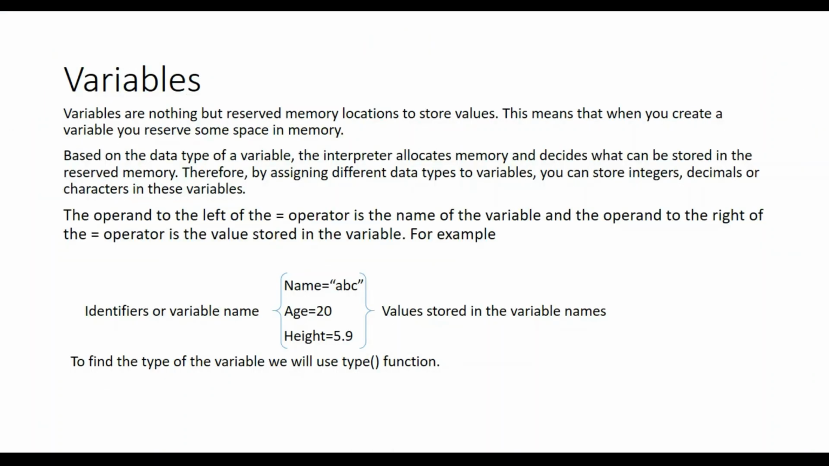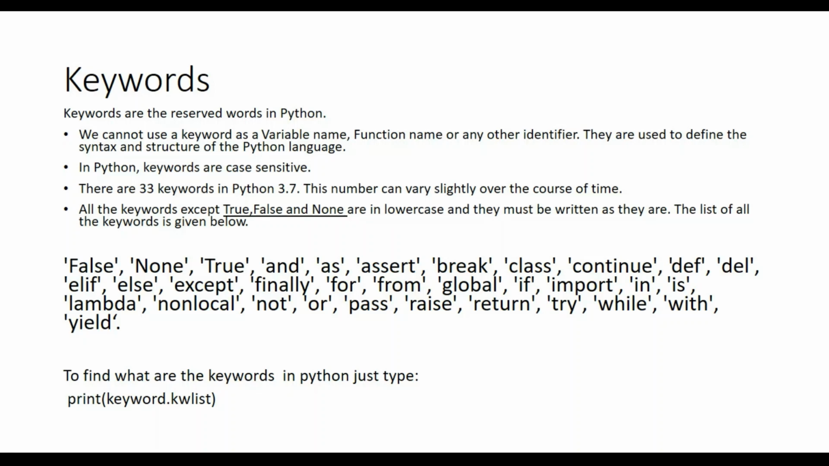After variables, we are going to see about keywords. Keywords are specifically defined words. They cannot be used as a variable name or as a function name or as any other identifiers. They are specific words that do a specific task. There are many keywords in Python. To find what are the keywords present in Python, you can just use keyword.kwlist to find the keywords in Python.